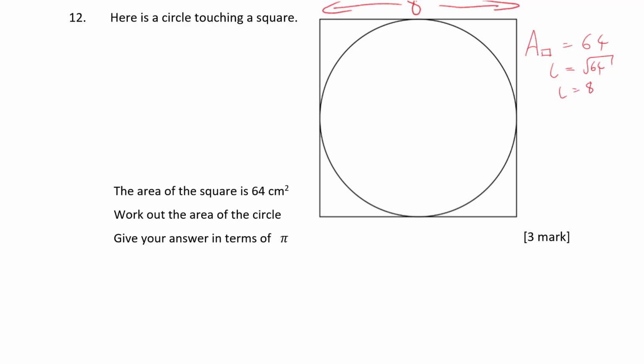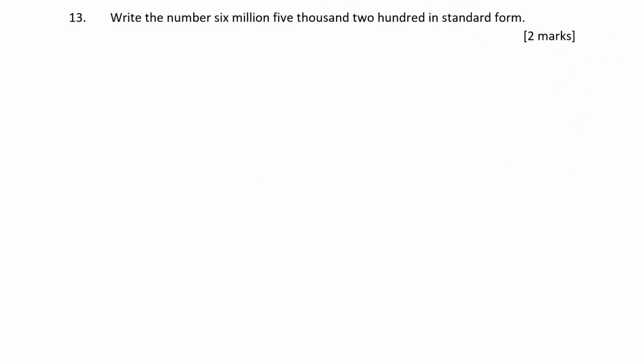Now the formula for a circle is pi r squared. Now 8 is going to be the diameter of my circle, so the radius is going to be half of that. It's going to be a radius of 4. So my area of my circle is going to be pi times 4 squared. In other words, it's going to be 16 pi. So 16 pi.